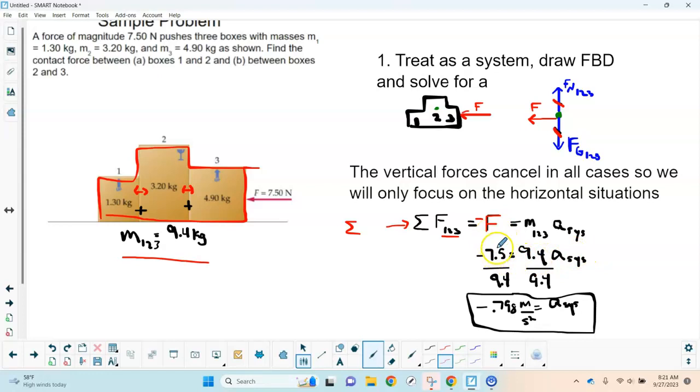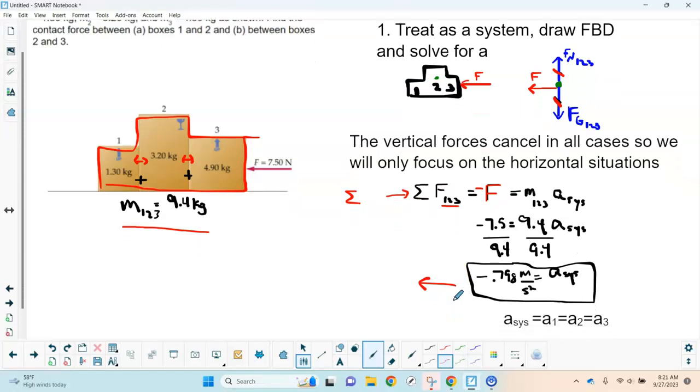So if we plug into this, it's pretty simple. Newton's second law problem. So it's negative 7.5 equals the total mass, which is 9.4, times the acceleration of our system. We divide through by the mass of our system, and we get our acceleration. So this whole thing, this big group of boxes together, accelerates at negative 0.798 meters per second squared. Negative meaning it's going to the left. Okay, so that is the acceleration of our system.